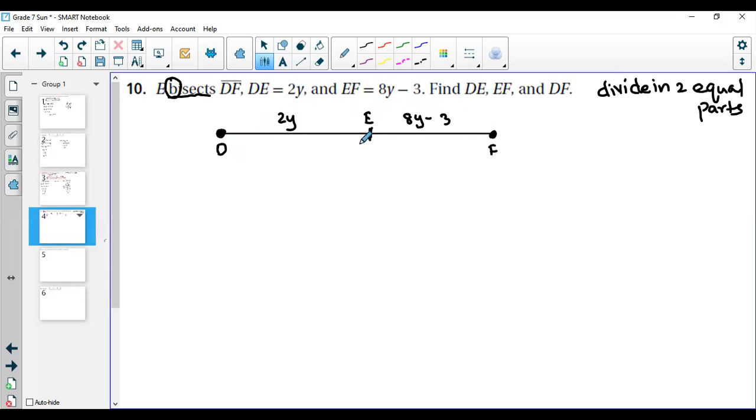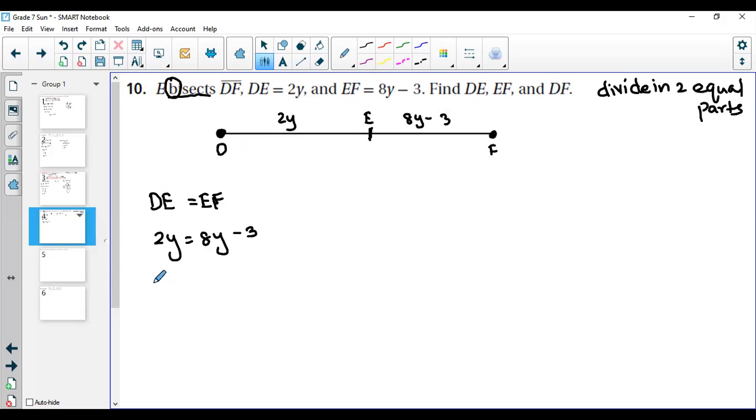So here they did not give us the whole length of the line. Why is that? Because we have equal two parts. So equal two parts in the sense DE is equal to EF. That's because E has divided both into two equal parts. So for this kind of questions, our equation is going to be DE equals EF. That's because we have two equal parts. You know, this part is equal to this part.